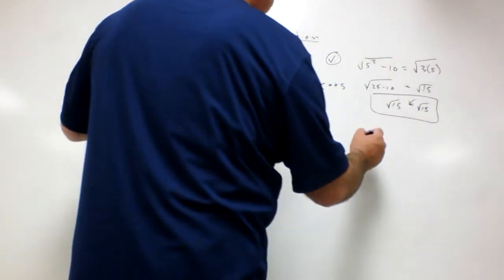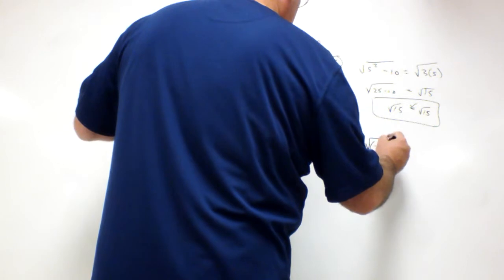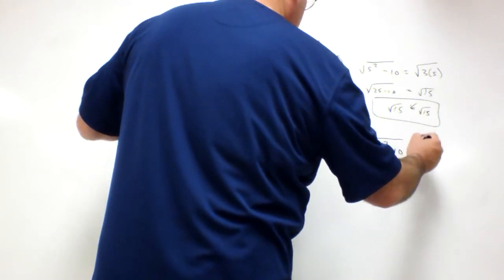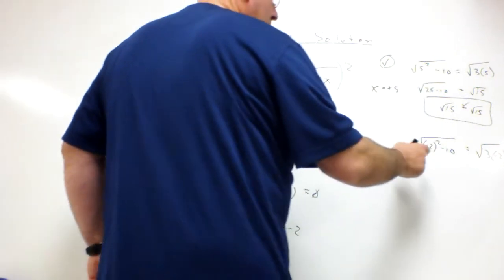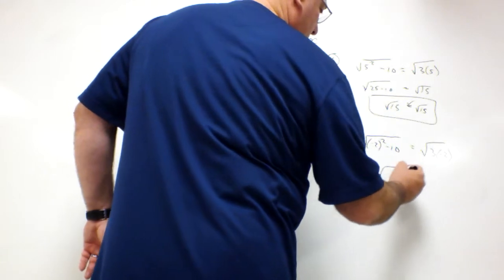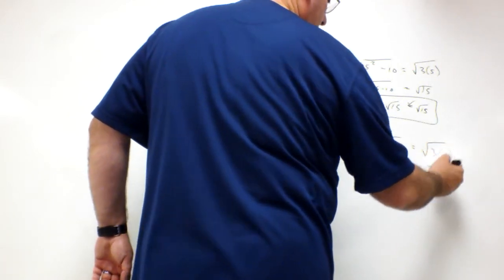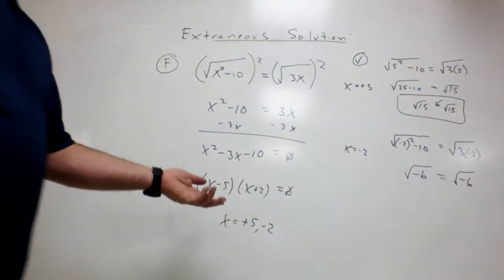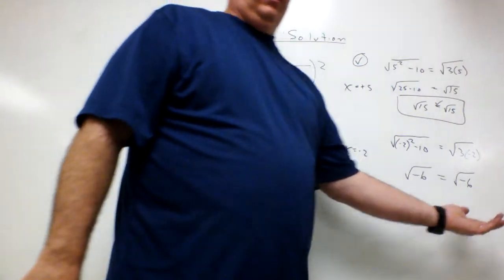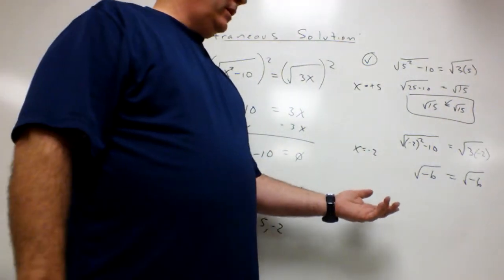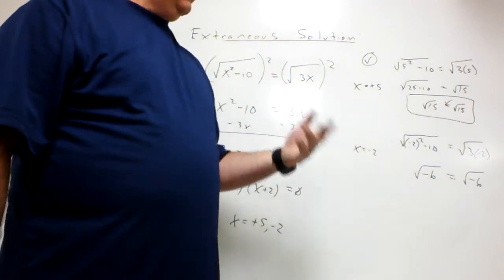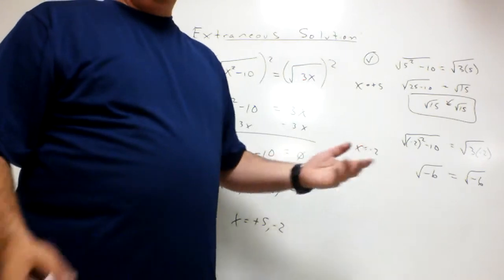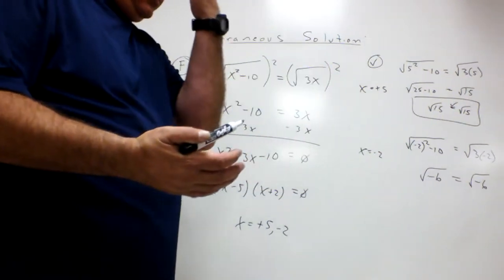Now let's try the negative 2. If we put in the negative 2, we get the square root of negative 2 squared minus 10 equals the square root of 3 times negative 2. So we get 4 minus 10 is the square root of negative 6, and 3 times negative 2 is the square root of negative 6. That looks just fine, right? Because the left side perfectly equals the right side. But the problem is that the square root of negative 6 is undefined. That is an invalid answer because the square root of negative 6 doesn't exist.